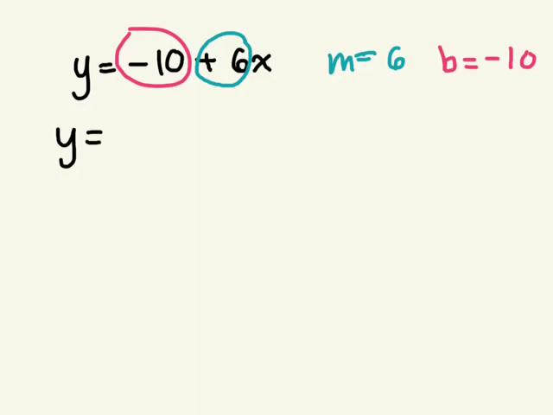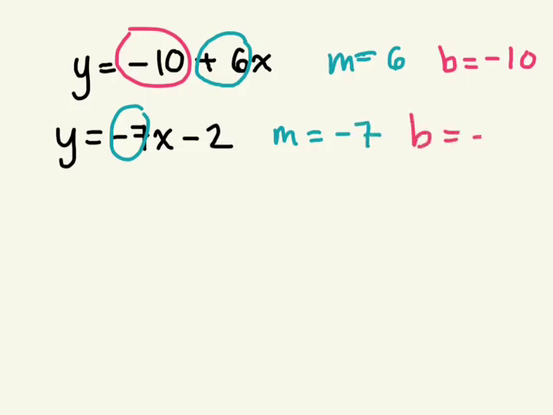Okay, what about this one? y equals negative 7x minus 2. What's the slope? Negative 7. Good. And the y-intercept is? Negative 2. Good. It's easy, see? We'll do one more. What about this one? y equals 10. That's it.